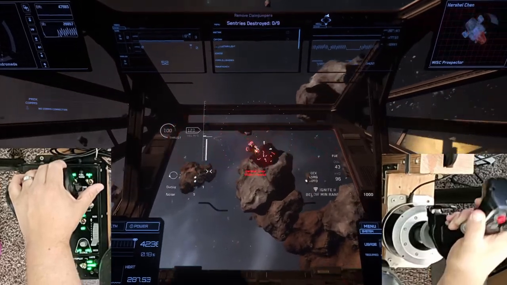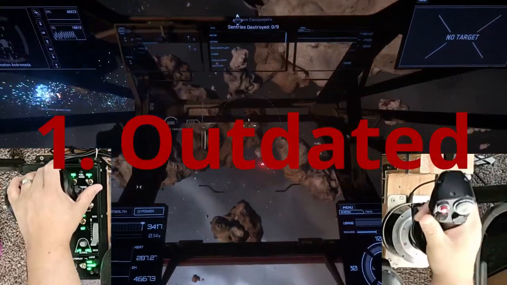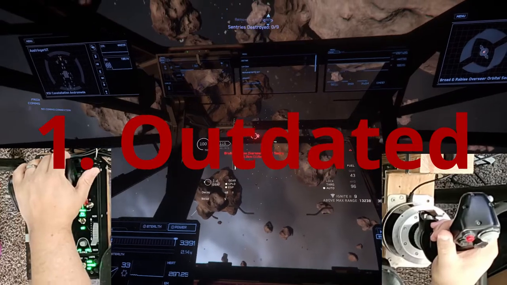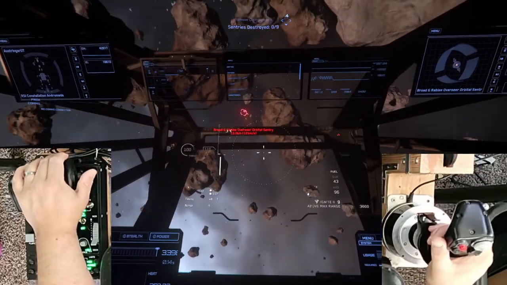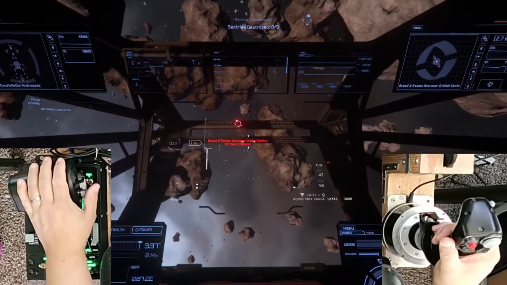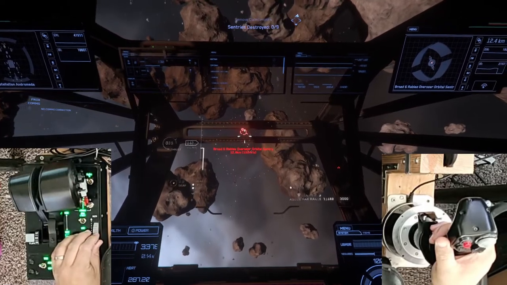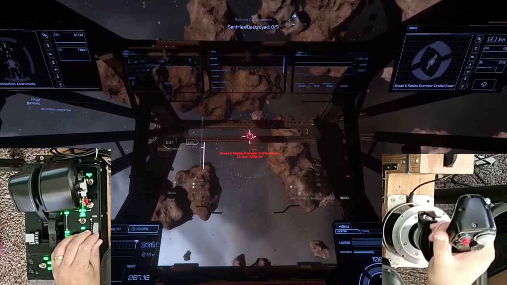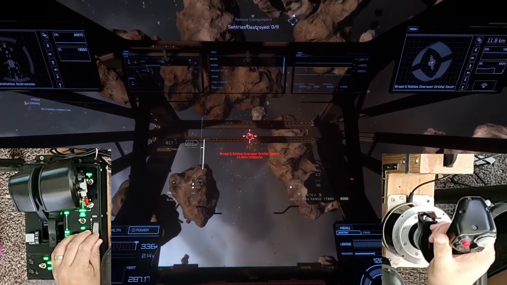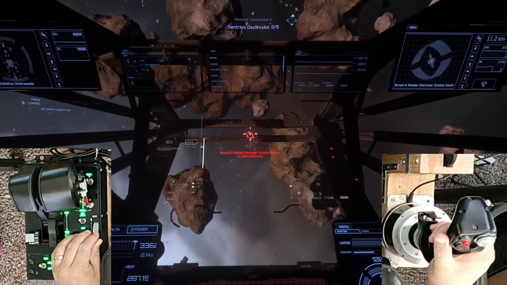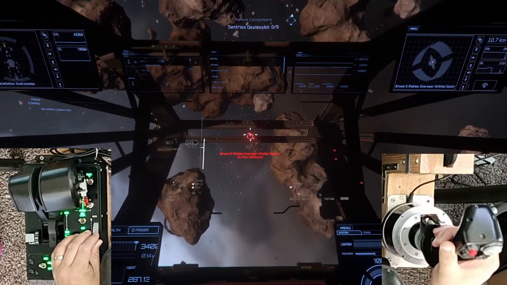For cons, we have one, it's a bit outdated. The Warthog was introduced in 2010, which as of this recording is over 10 years old. The Warthog lacks many of the technological advancements that are currently available in high-end sticks, and the landscape of high-end sticks has changed somewhat since it was released.